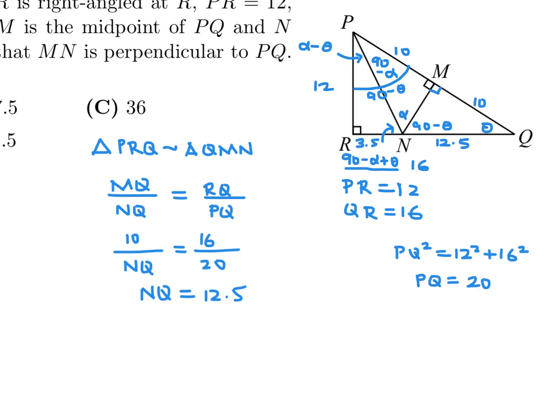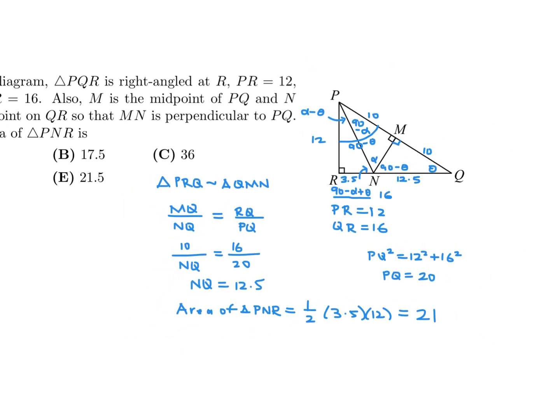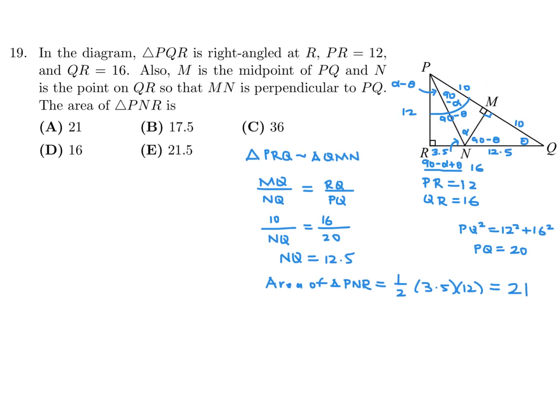And what do they want in this question? They want the area of triangle PNR. So it's one half base times height. The base is 3.5. The height is 12. So it looks like 6 times 3.5, or 3 times 7, which is 21. All right. 21 is the answer, and therefore that would be A.